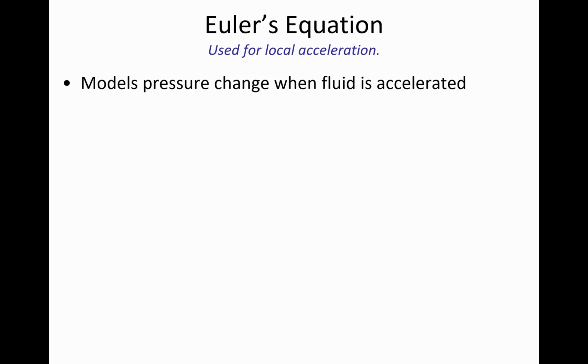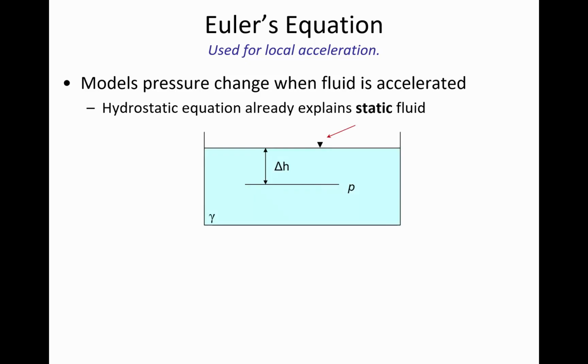Now Euler's equation is used when you have local acceleration. Local acceleration is the flow type where the velocity is changing with respect to time. It tells you the relationship between pressure and fluid acceleration. The hydrostatic equation works great if the water isn't moving, but when the water is moving, then the hydrostatic equation doesn't give you the full story.